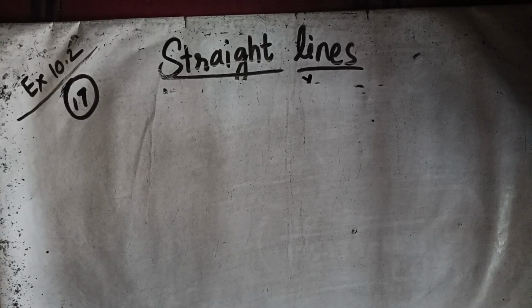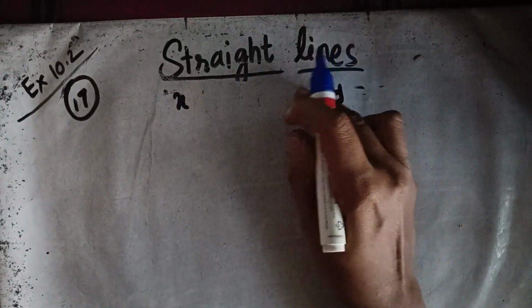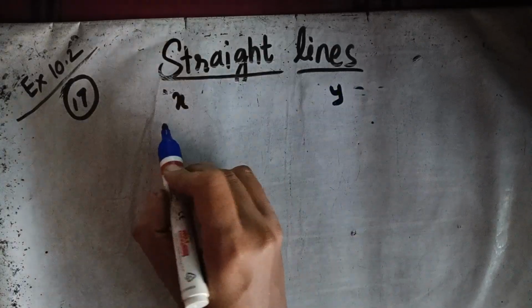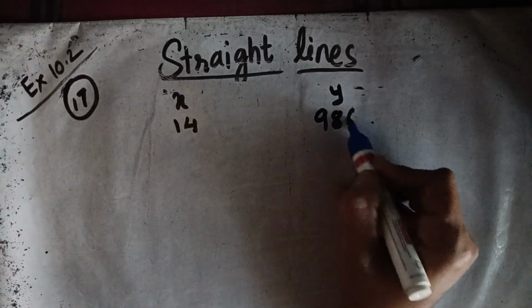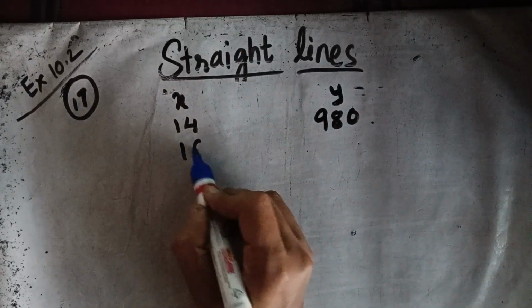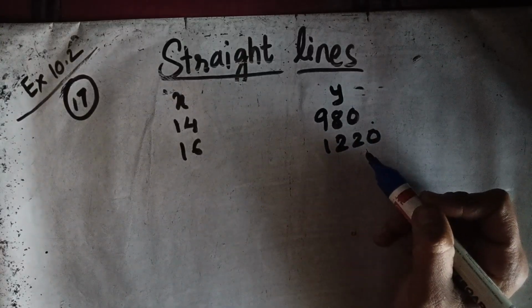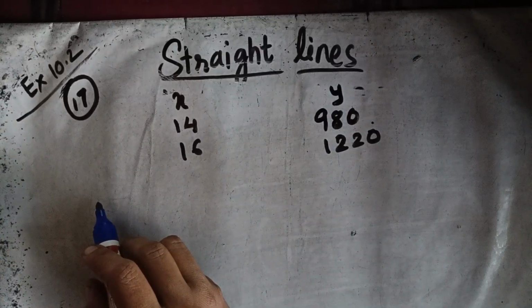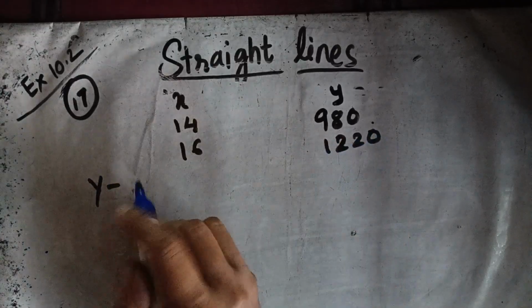So X and Y they have given. Okay. So X I am taking it as rupees. So for 14 rupees it is 980, and for 16 it is 1220. Okay. So we have to find a relationship. So same thing you have to apply. 2-point form. Y1 is 980.